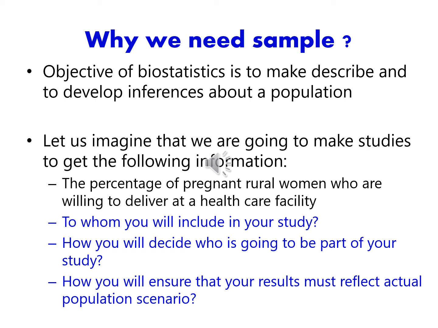How will you decide who is going to be part of your study? There may be thousands or millions of pregnant women living in rural settings of Pakistan. So we need to identify who is going to be part of the study and who is not, and how you will ensure that your results reflect the actual population. So when you are choosing the pregnant women living in rural areas of Pakistan, you must be sure that your sample, whoever is coming in your sample, is a true reflection of the population. Otherwise, the findings of your research will have no worth.